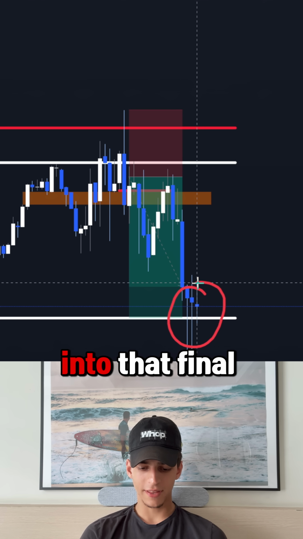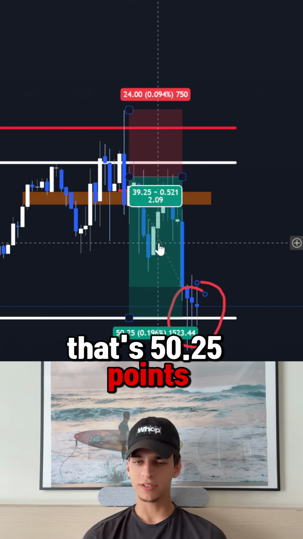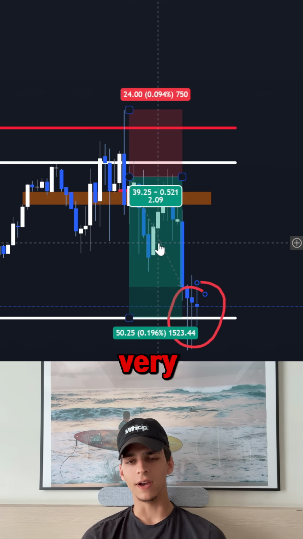Price finally taps into that final TP, which is the opposing end of that 8 o'clock range. That's 50.25 points that you could have caught very easily with a very simple model.